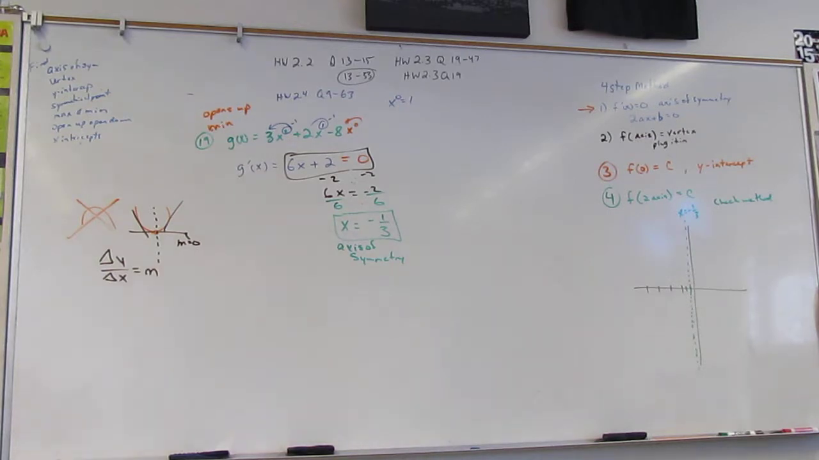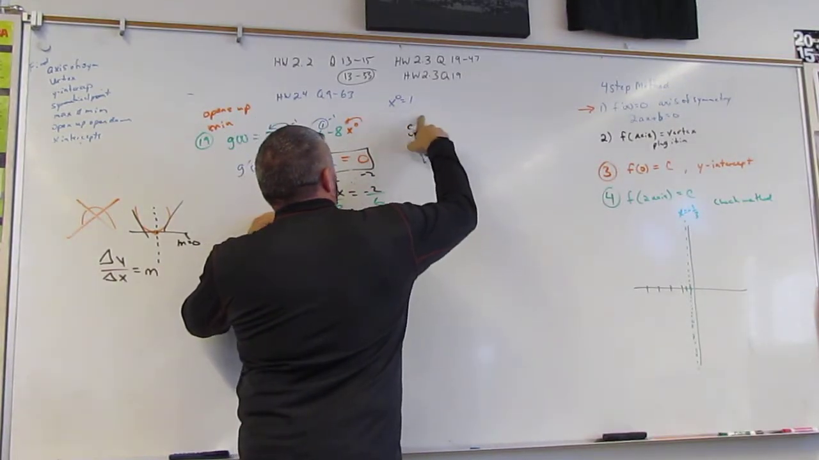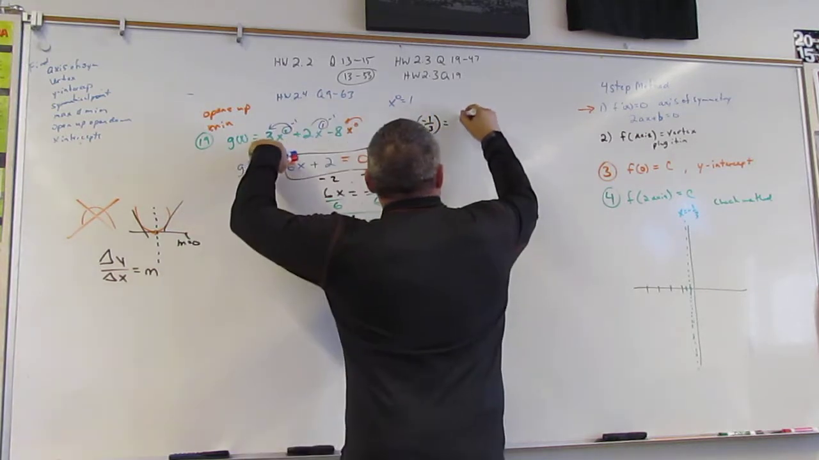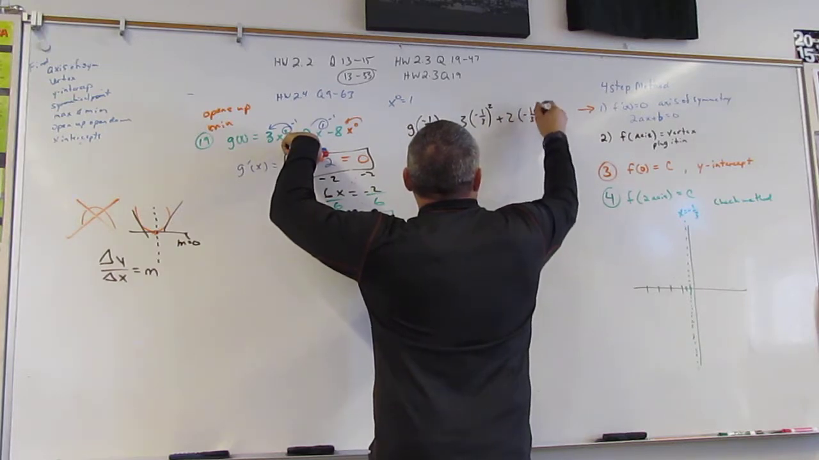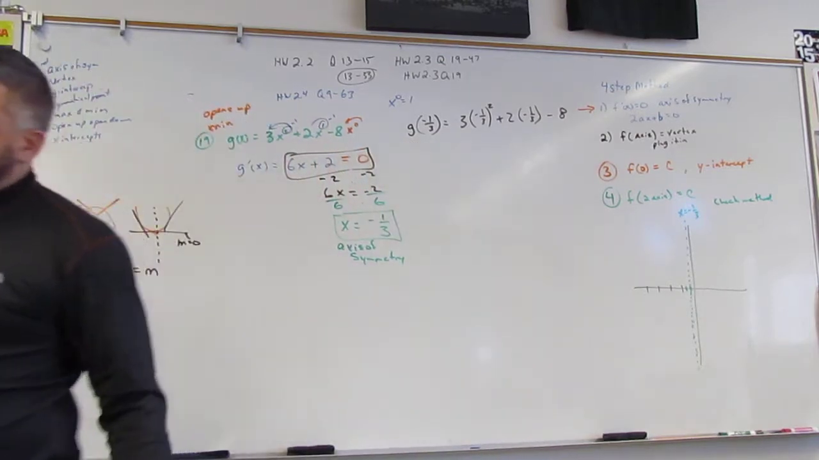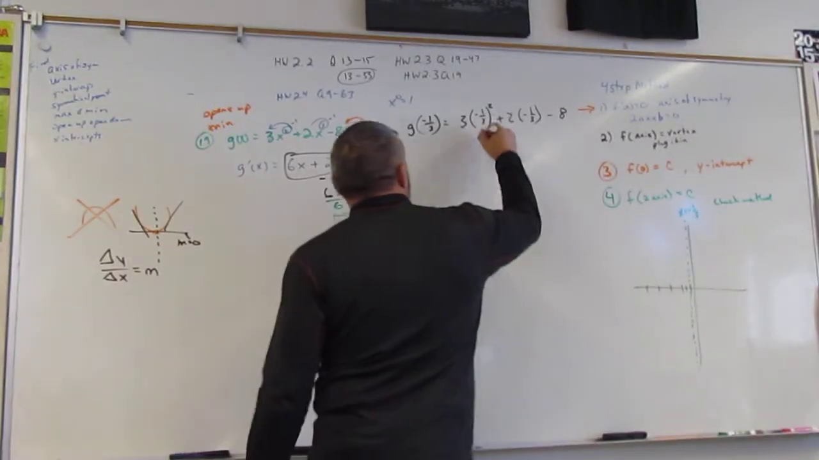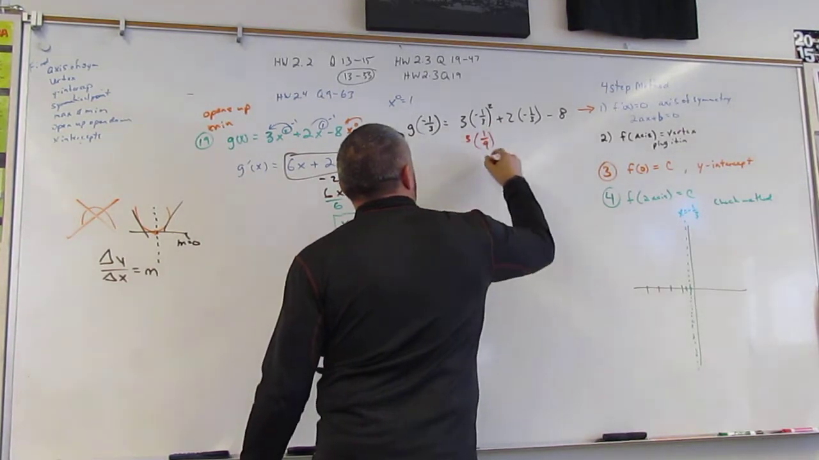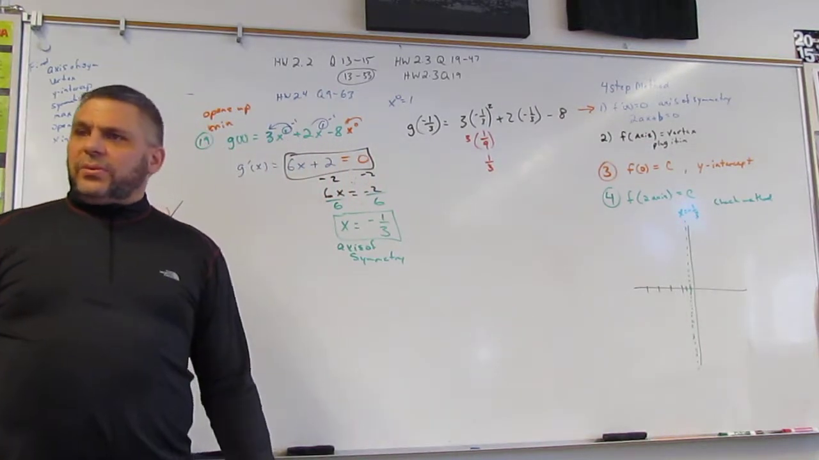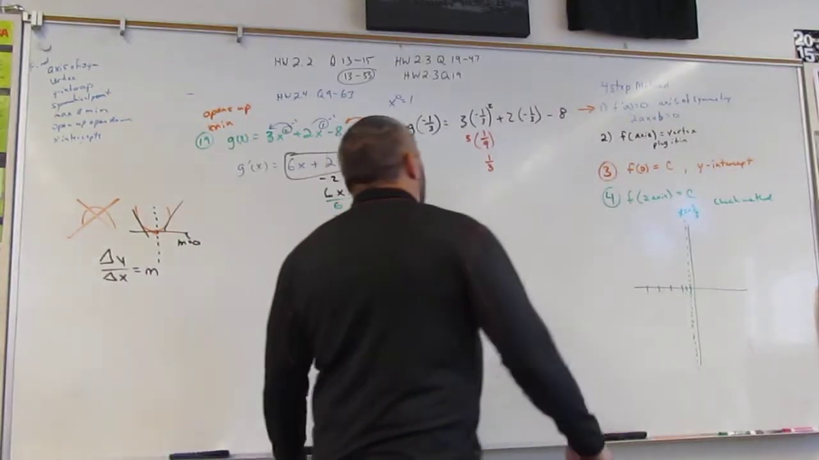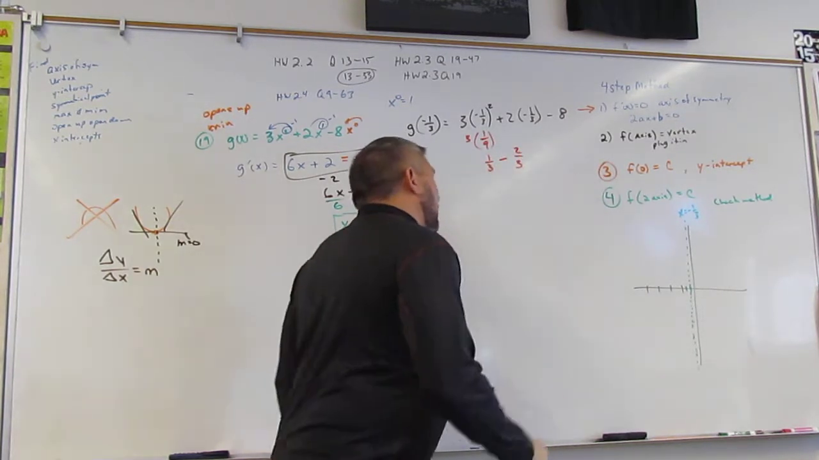Now, we're going to plug that in. g of negative 1/3 is equal to 3 times negative 1/3 squared plus 2 times negative 1/3 minus 8. So what is a third squared? 1/3 times 1/3 is 1/9, times 3 would be 3/9 or 1/3. Is that right? And what's 2 times 1/3? That would be minus 2/3. And then minus 8.